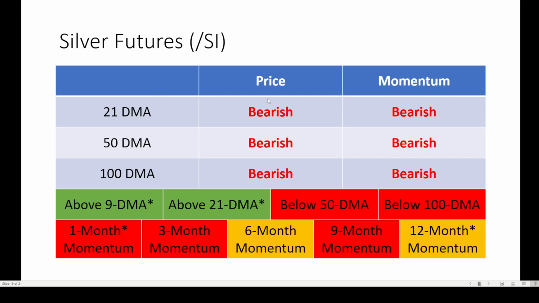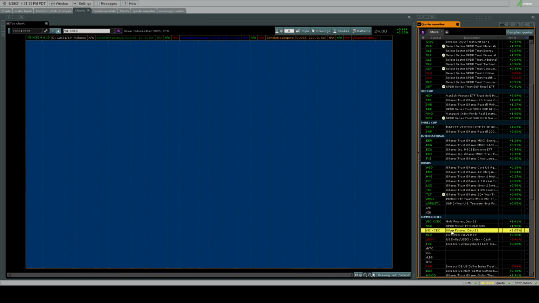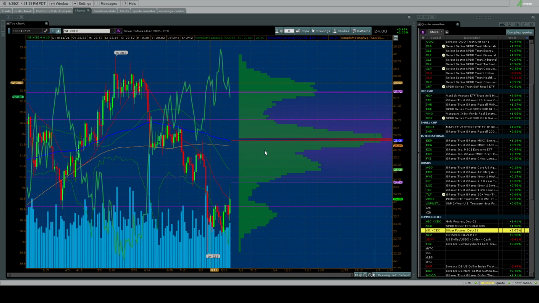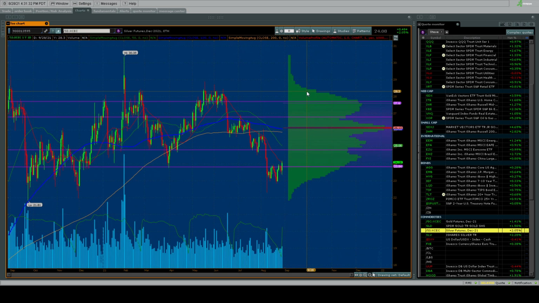First, silver futures bearish across the board. 9 and 21-day moving average crossover into positive range. 1-month momentum negative and falling. 12-month momentum negative and rising. Let's see what's going on with silver, and we'll go ahead and remove that dollar now. We don't really need to look at it, but just keep in mind everything's sensitive to the dollar as the world's reserve currency. Let's zoom out on silver.